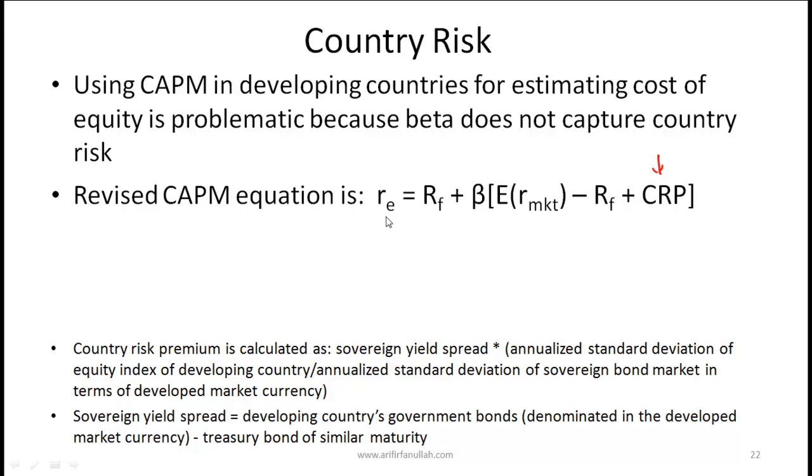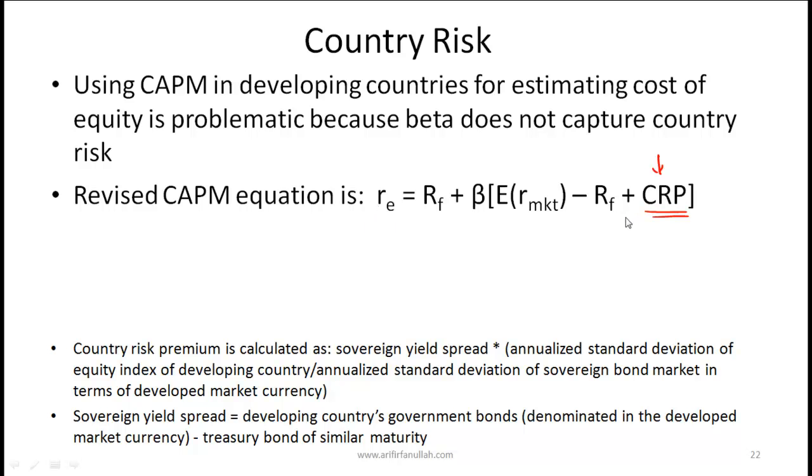So if he were to invest in a Pakistani company, for him the required rate of return would be equal to the risk-free rate plus beta times the expected return on market minus risk-free rate, plus something called the country risk premium. We don't need to get into much detail here. This is dealt with in level 2 and level 3. From your perspective, as long as you understand that there is this country risk premium that increases the required rate of return on a stock in an emerging market or a developing country, that's mostly good enough.